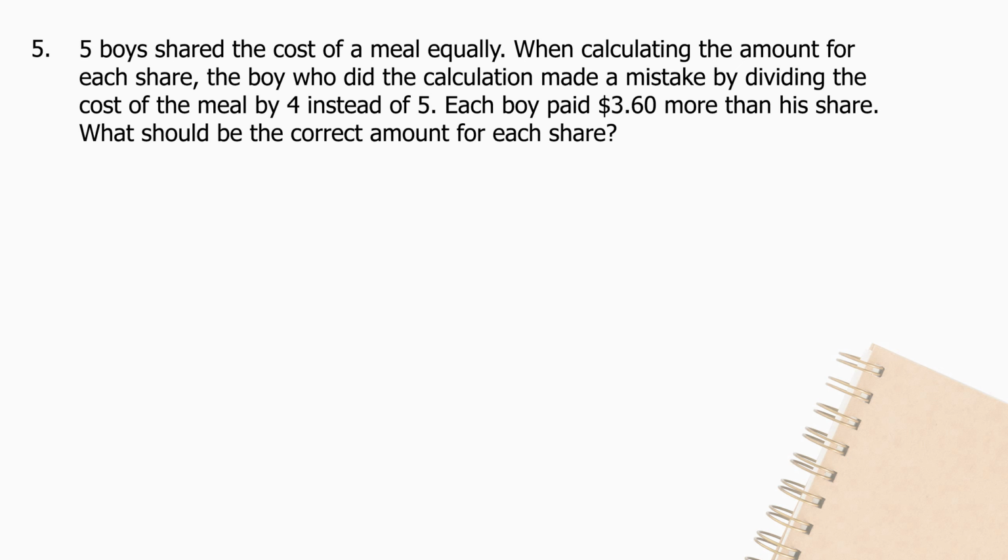Question 5. 5 boys shared the cost of a meal equally. When calculating the amount for each share, the boy who did the calculation made a mistake by dividing the cost of the meal by 4, instead of 5. Each boy paid $3.60 more than his share. What should be the correct amount for each share?